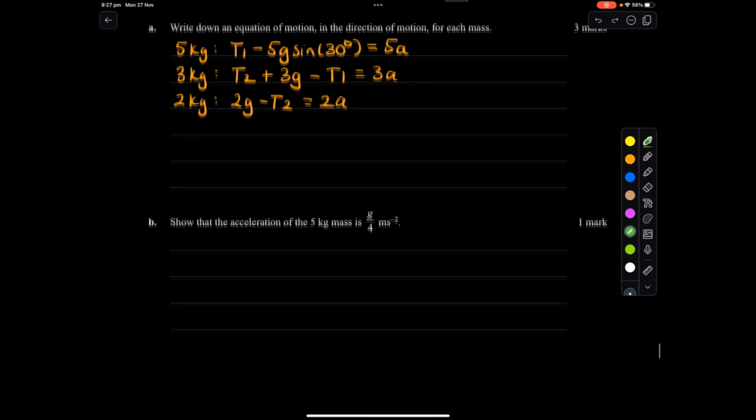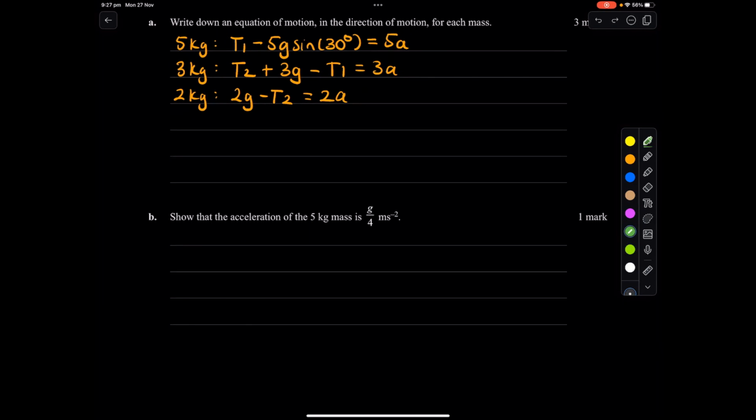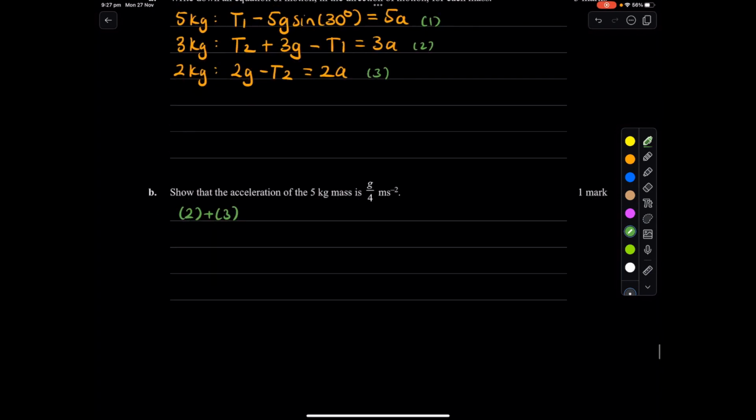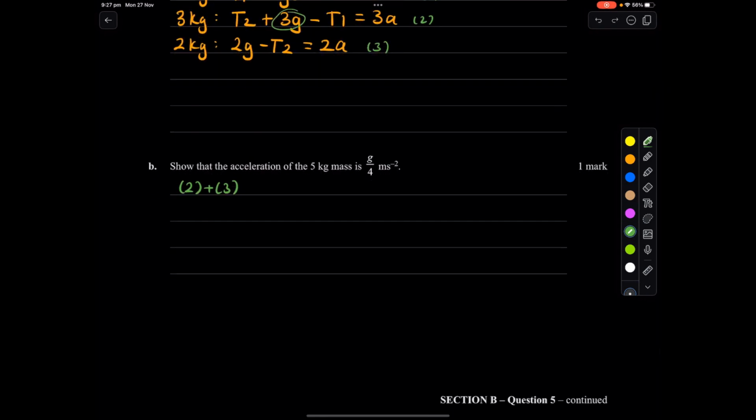The way that I would do this is, let's say this is 1, this is 2, this is 3. If I add equations 2 plus 3, what happens? Let's think about it. If I add them, these both cancel out, the T2s. That's good. These both add up, so it'll be 5g. So let's write that down.